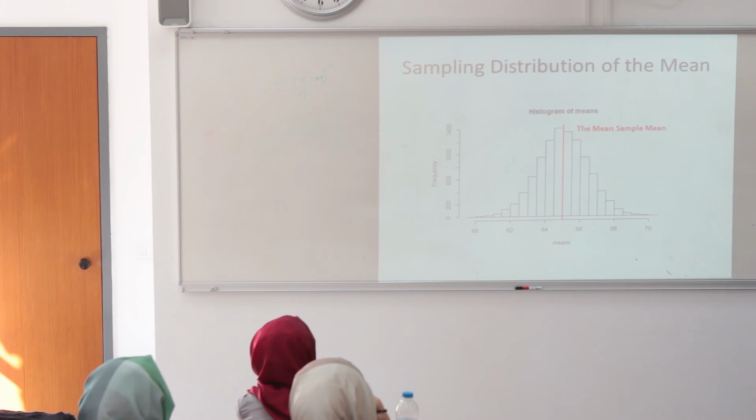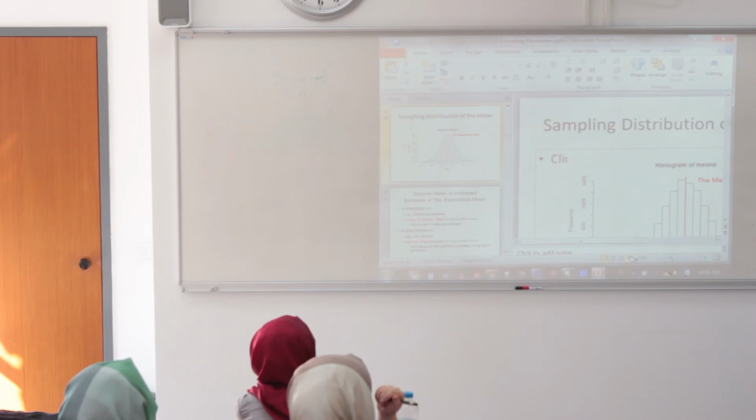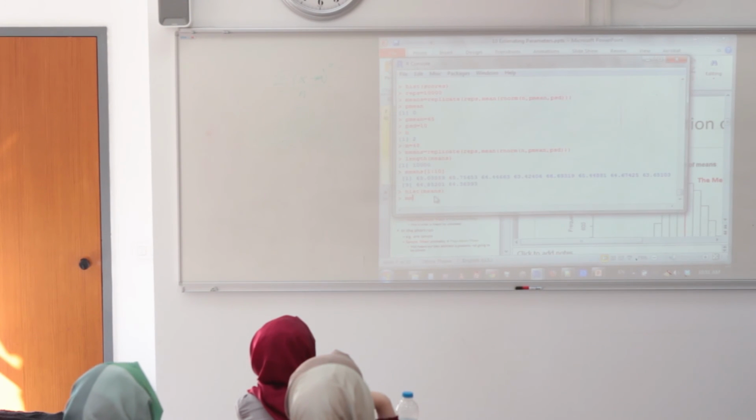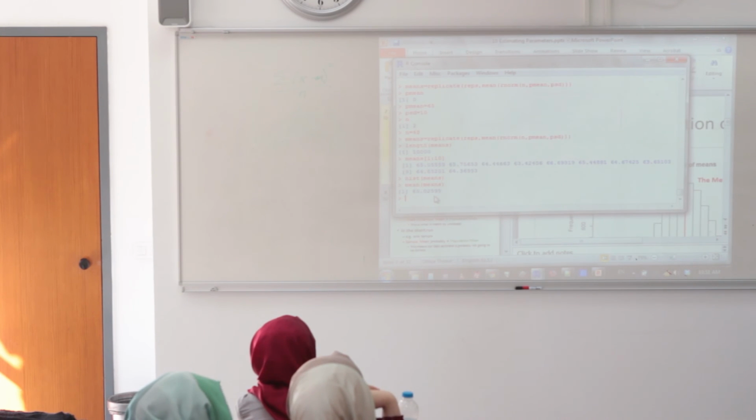So if we jump back in R, I have all of those means. So let me get the mean of these sample means. 65.025. It's pretty darn close to 65, right?